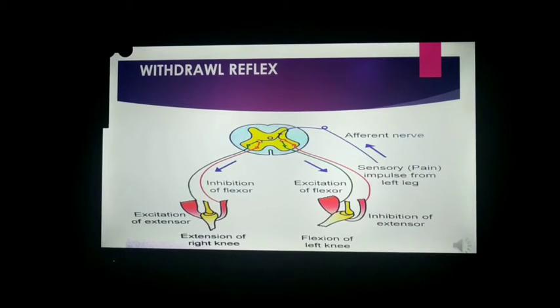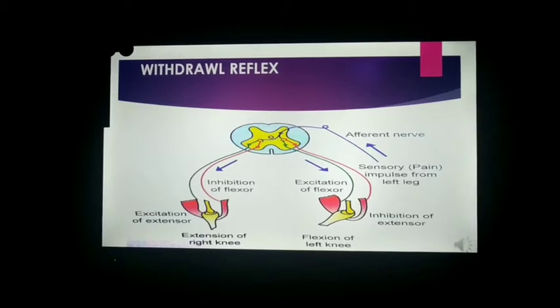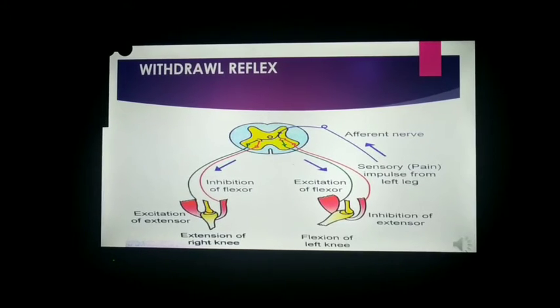This is the slide showing the withdrawal reflex. The withdrawal reflex is also called the cross extensor reflex. It is the reflex in which the flexors of the withdrawing limb are excited, meaning contracted, and the extensors are inhibited, while the opposite occurs in the other limb.